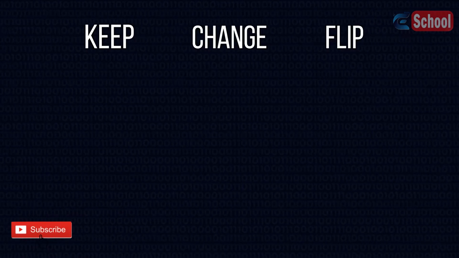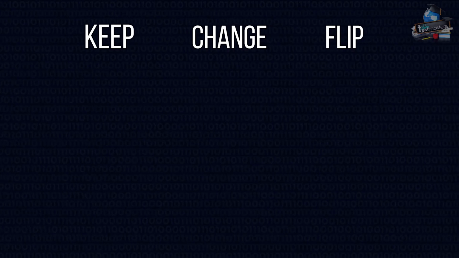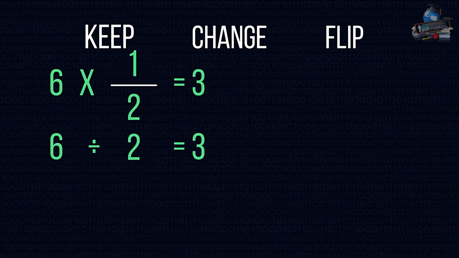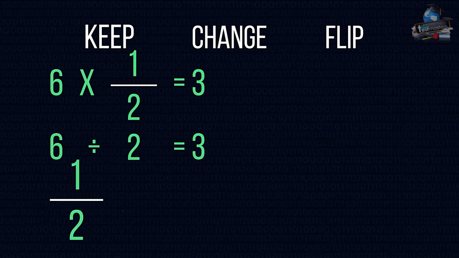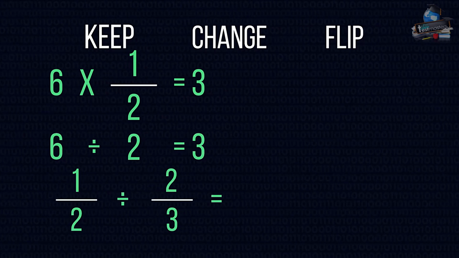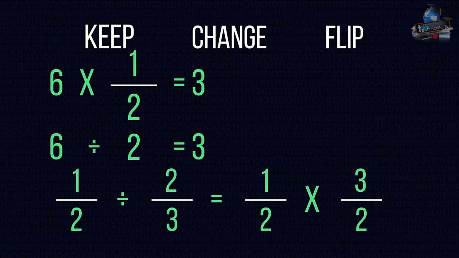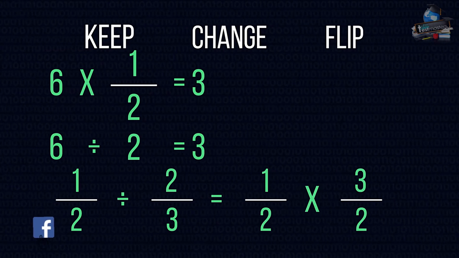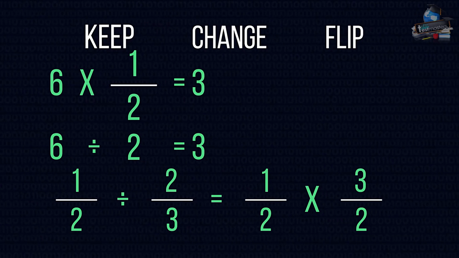Now for dividing. To divide a fraction by another fraction, we use a method called keep change flip. This method is based on the knowledge that multiplying by 1/2 is exactly the same as dividing by 2. As such, dividing by 2/3 is the same as multiplying by 3/2. This is because they are reciprocals, or numbers that have a product of 1.